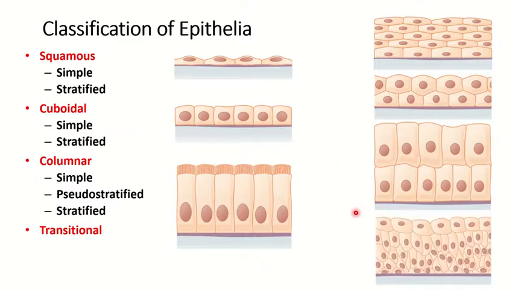And transitional is different. The deeper part is more or less cuboidal or irregular shape, and the more superficial ones are balloon shaped, so they're really enlarged. But if there is pressure, then these superficial cells flatten and become like this or like this. So this is why it's transitioning from one shape to another shape.